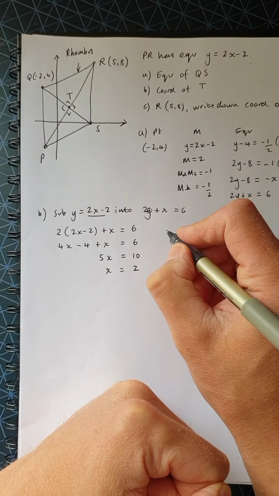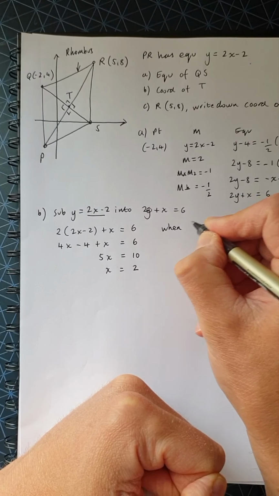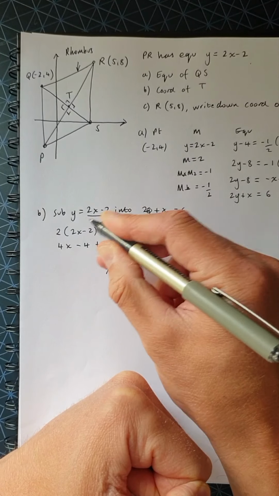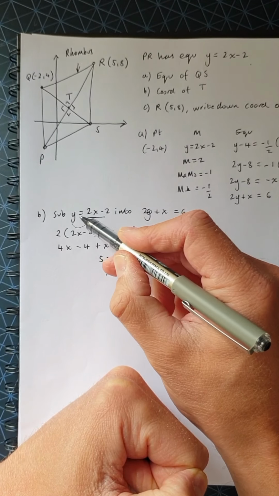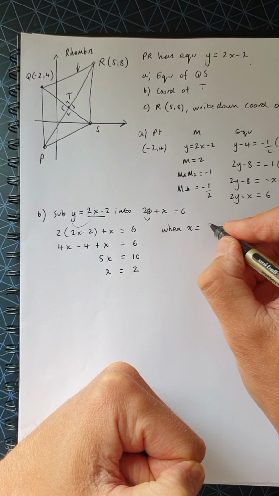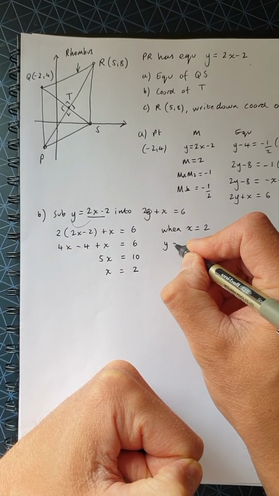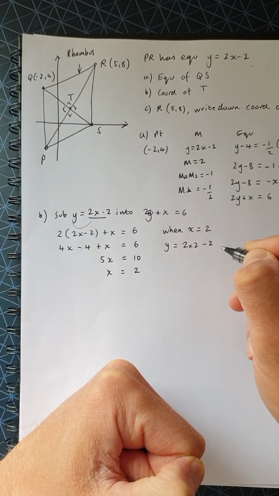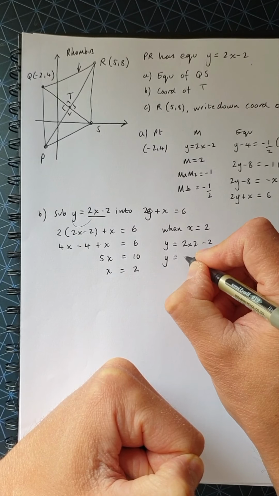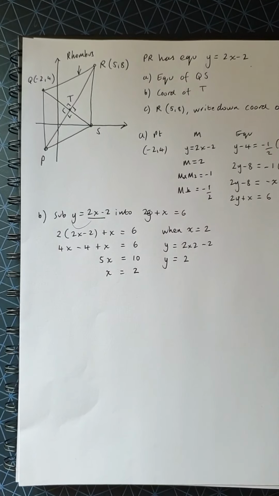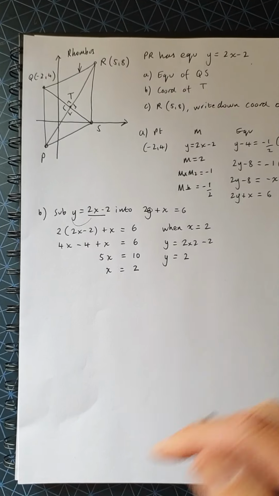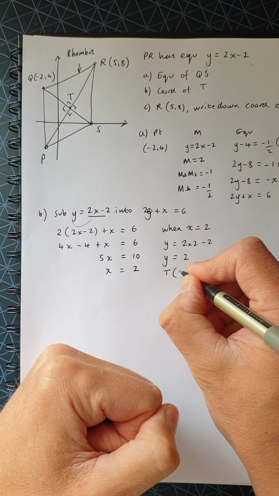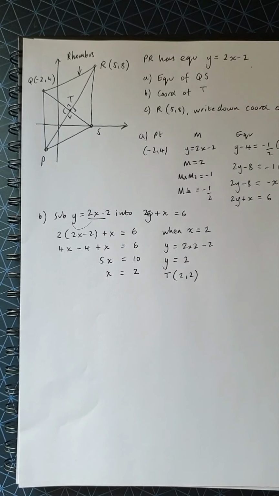Okay, and then to find what the y coordinate is, again, we can choose either one of these equations. This one is y equals something in terms of x, so it would make more sense to use this one. So when x equals 2, y equals 2 times 2, take away 2. So we get 4 minus 2, so we get a y coordinate of 2. Could the y coordinate of T be 2? Definitely.